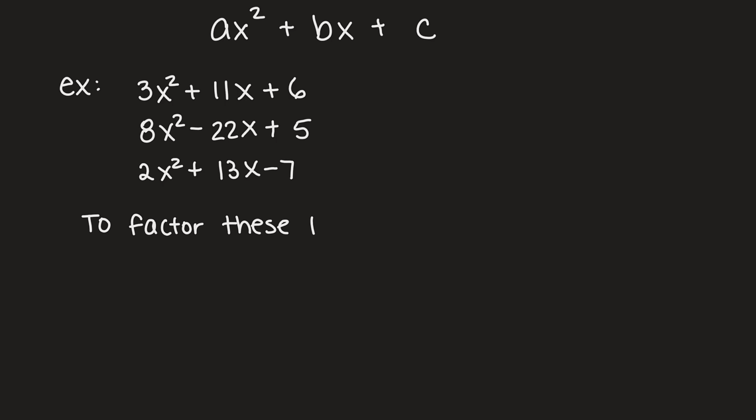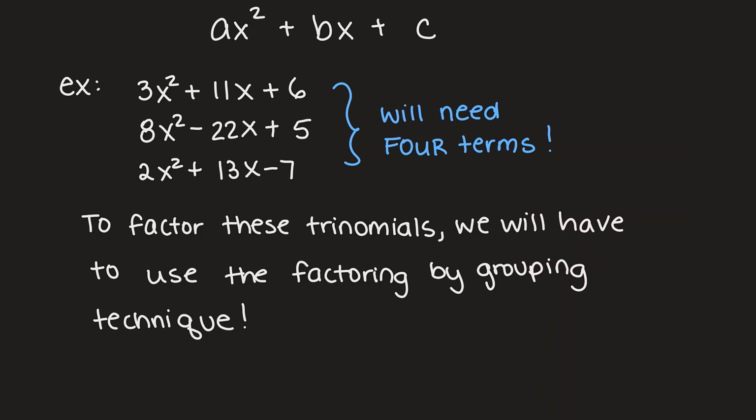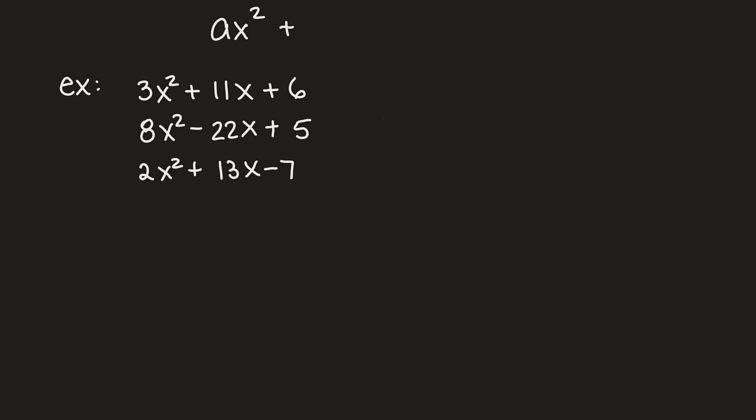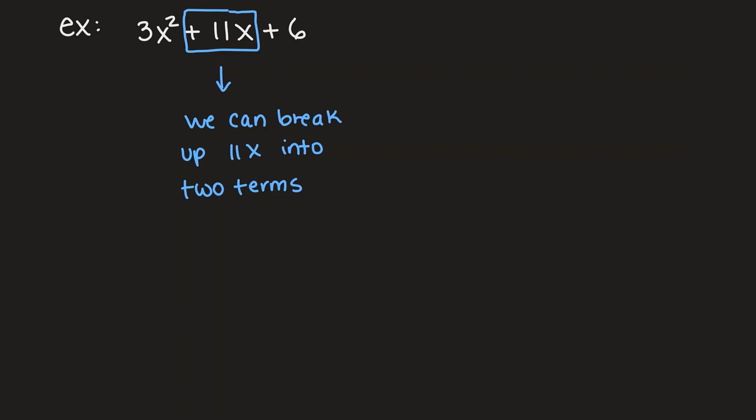And to factor these trinomials, we will have to use the factoring by grouping technique. But in order to use this technique, we will first need 4 terms instead of 3. So let's consider the following trinomial. In order to rewrite this as a polynomial with 4 terms, we can break up 11x into 2 terms.